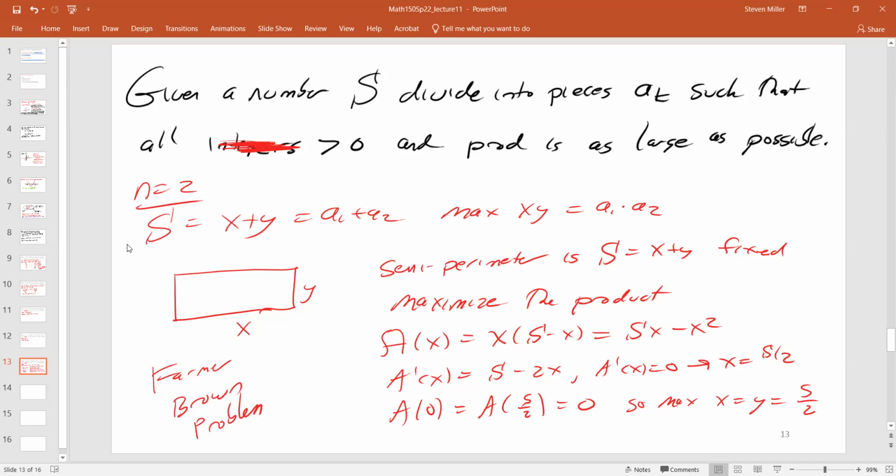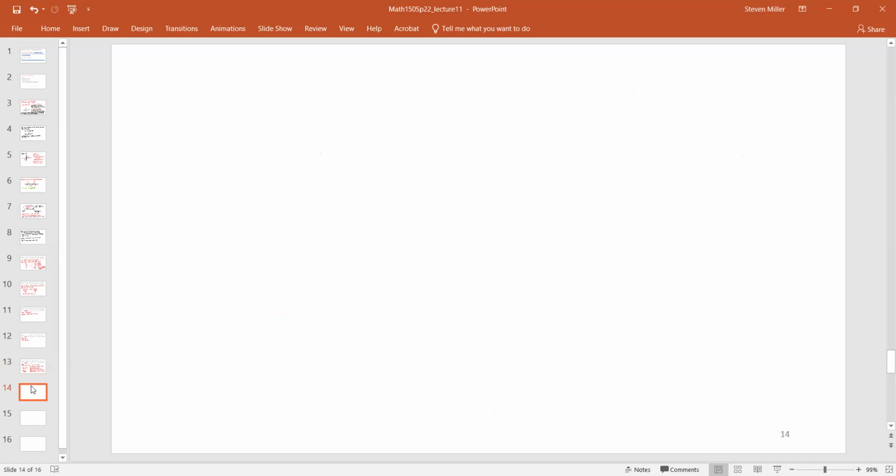That if we do not have x and y equal, this is not going to be the optimal. So in the case when we have two pieces, we've already done that. What we're really doing in some sense is almost induction. Right? Any questions about n equals 2? All right, so let's look at n equals 3.